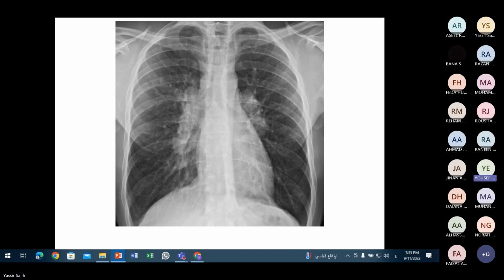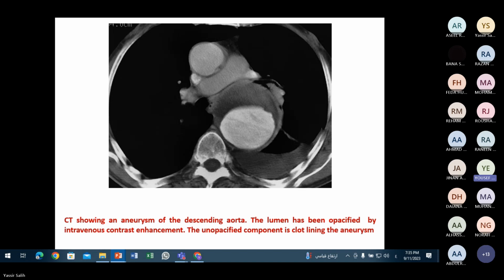Doctor, why doesn't it absorb the contrast? Why didn't the contrast enter? This is according to the flow.